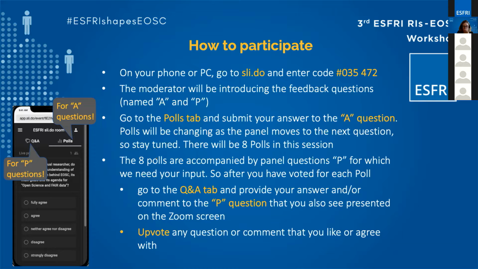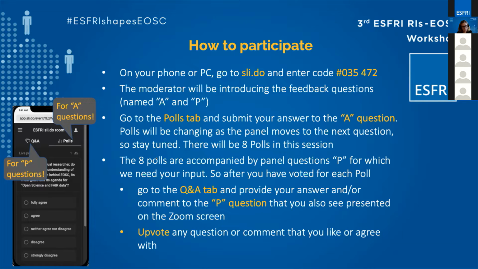On the first part of the session with the predefined questions, there are two types of questions, the A and the P. A stands for audience and P for panelists. The A questions are targeted to the audience. They are polls and they can be accessed via the polls tab of Slido. You can see the screenshot on the left. So we start with the polls, click on that tab. And the stress-free colleagues from the Athena team will activate the poll, and you will be able to vote.